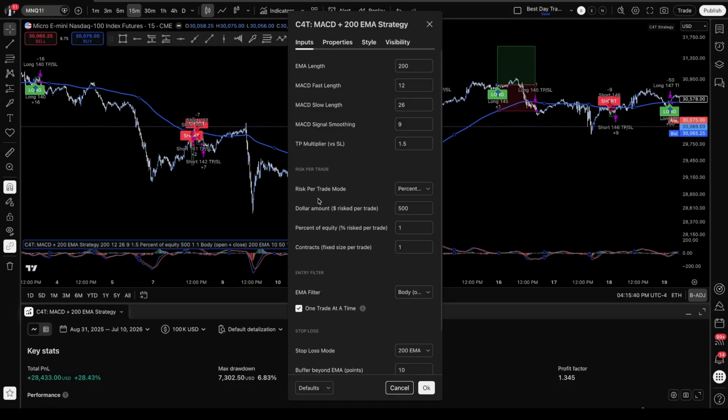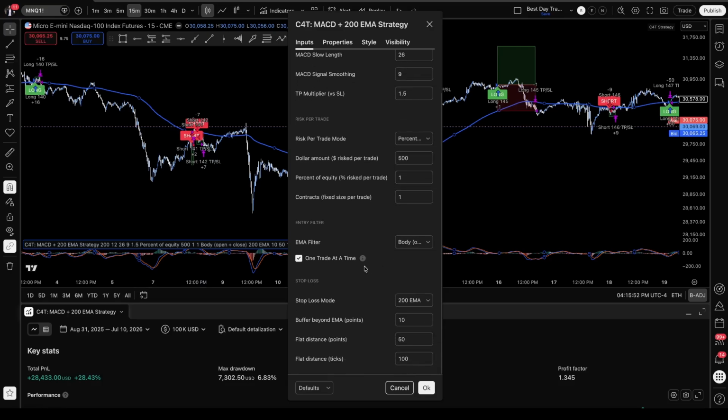The risk per trade mode, as I already explained, lets you pick how you want to size your risk. This is great for prop firm stuff. You can put the dollar amount, the percentage amount, or the contract size. So this is very good. Here is what I was saying: you can do multiple trades in one session or just one trade open at a time, and once it's complete, then the other one can be taken.